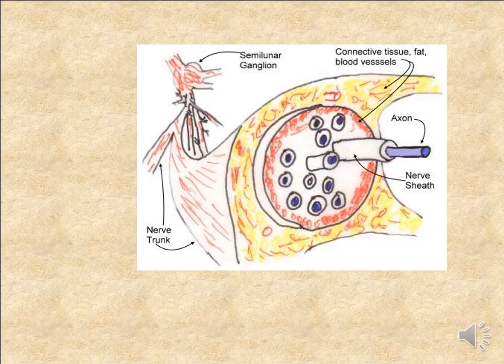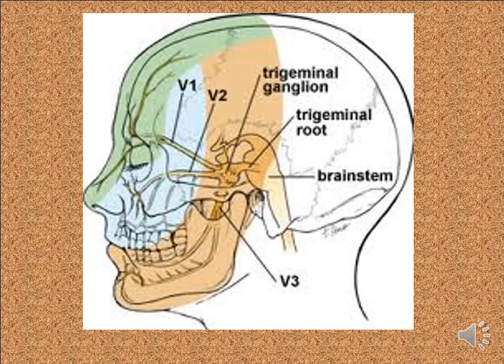This figure shows the nerves and the nerve fiber that are surrounded by the axon; the nerve sheath is from Schwann cells. The nervous system has many cranial nerves. There are 12 cranial nerves. The most important cranial nerve for dentistry is the fifth cranial nerve, which is called the trigeminal nerve.